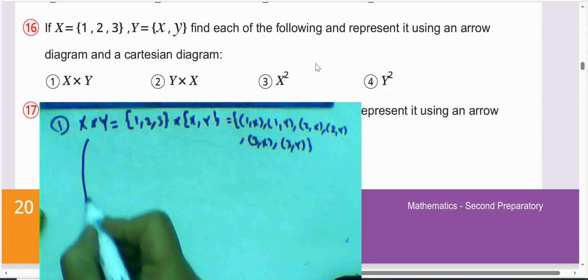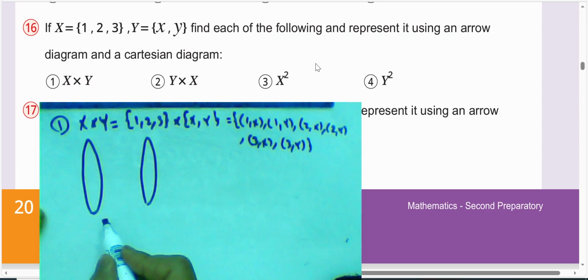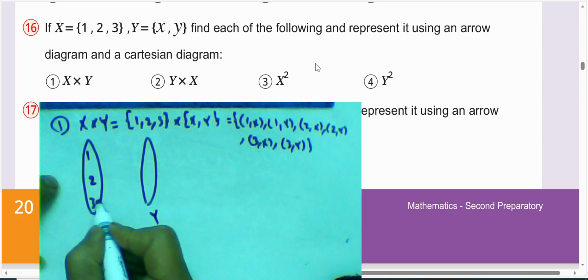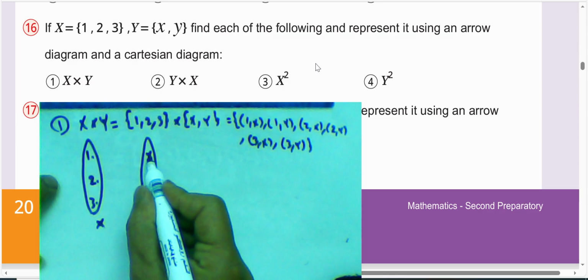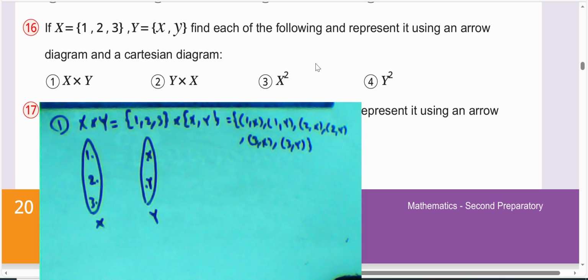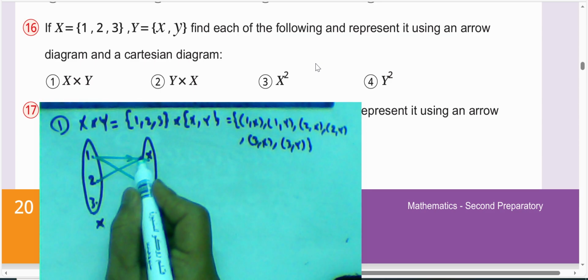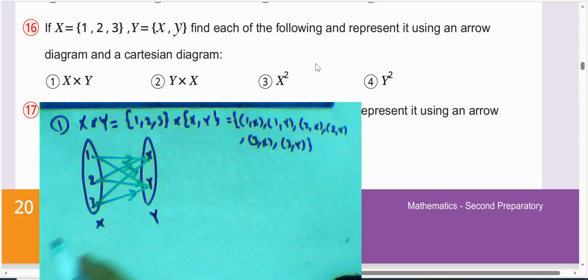We have the arrow diagram, two sets x and y. The elements of x are 1, 2, 3. The elements of y are x and y. I will join from x to y. Look here: 1 with x, 1 with y, 2 with x, 2 with y, 3 with x, and 3 with y. This is question number 1.